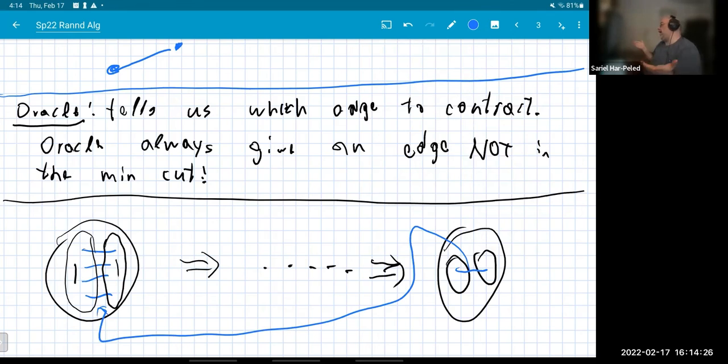So this gives us an algorithm to compute the min cut, right? Ask the oracle to give us edges not in the min cut, contract them, repeatedly do this, and at the end of the process, we're going to remain with a single edge. The multiplicity of this edge would be the min cut, and we are done, right? Now, this is, of course, circular logic, because how would the oracle know what edge is not in the min cut if it doesn't know the min cut, right?